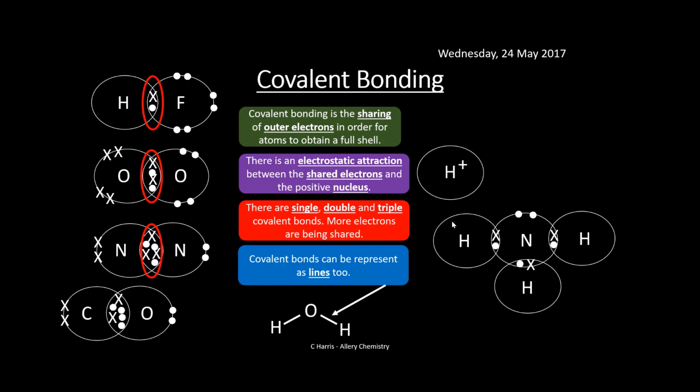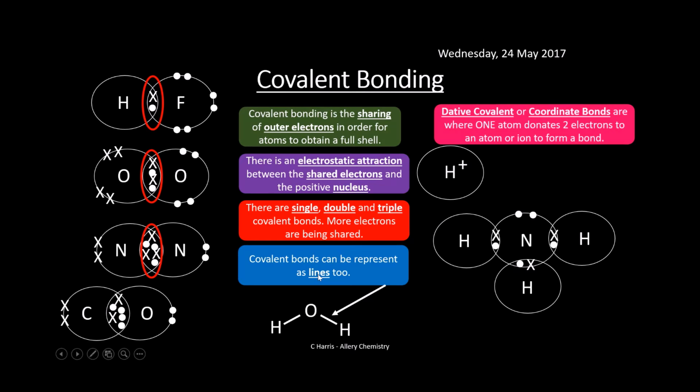Covalent bonds can be represented with lines as well, and you've probably seen them like this. Dative covalent or coordinate bonds are where one atom donates 2 electrons to an atom or ion to form a bond. These aren't as strong as a traditional covalent bond, but they're useful for things like H+, which doesn't have its own electrons, to bond with another atom, because it can't form a conventional covalent bond as it has no electrons to share.